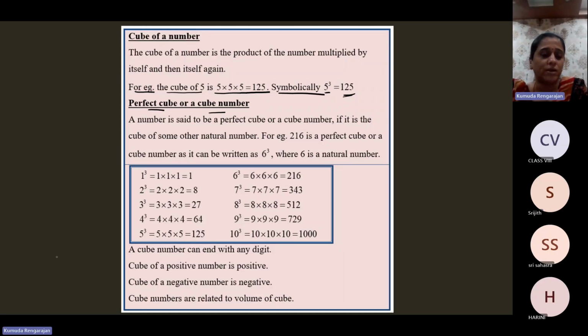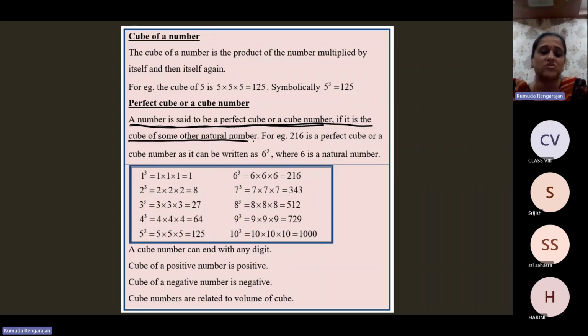Perfect cube or a cube number. A number is said to be a perfect cube or a cube number, like perfect square, square number. Both the terms mean the same. In the same way, perfect cube or cube number, both are the same. A number is said to be a perfect cube or a cube number if it is the cube of some other natural number.